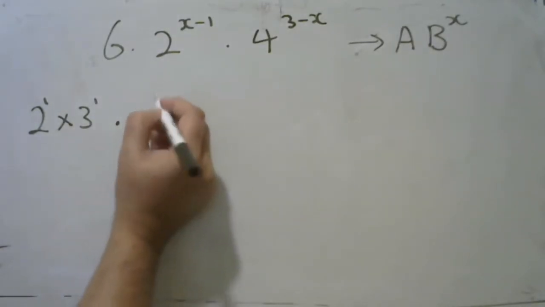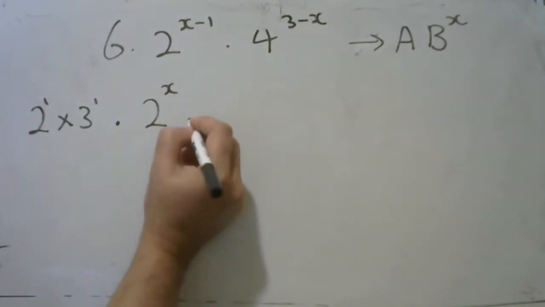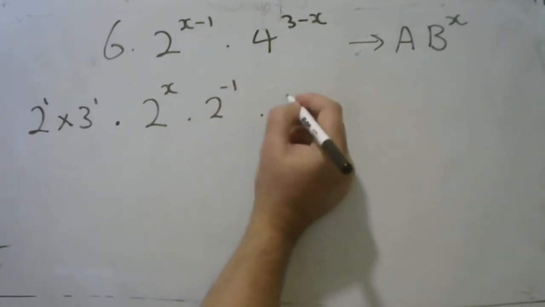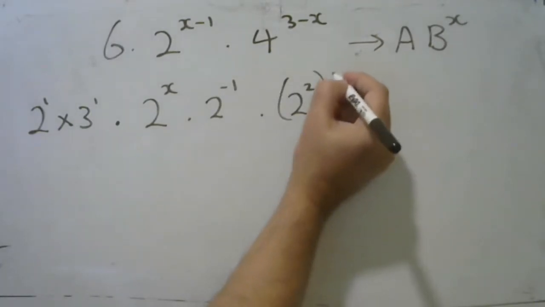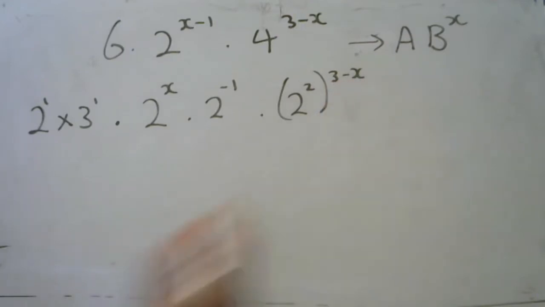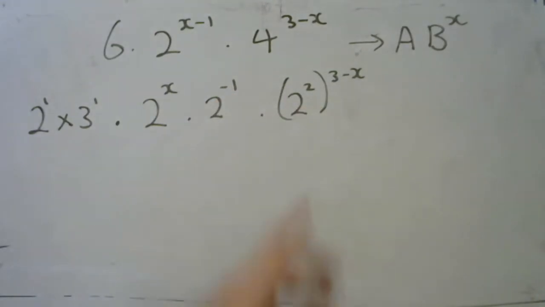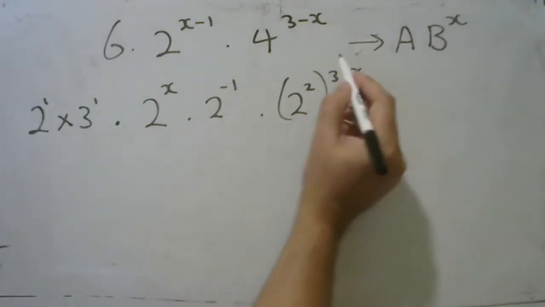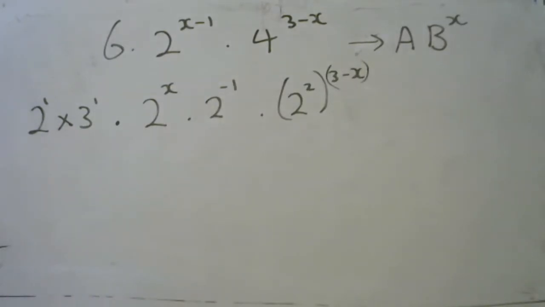So this is the same as 2 to the x dot 2 to the minus 1 dot 2 to the 2, that's a 4, to the 3 minus x. The 4 is reduced to 2 to the 2. And this is like m times n. So I can put this in a little bracket here.